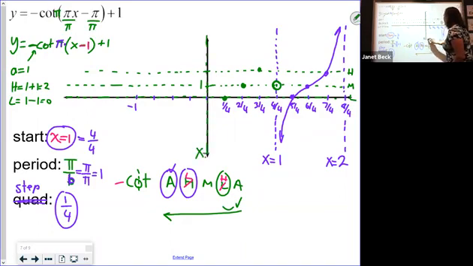So that one's at x equals 0. And then just draw your curves in. Okay, that's 2 cycles of that cotangent.